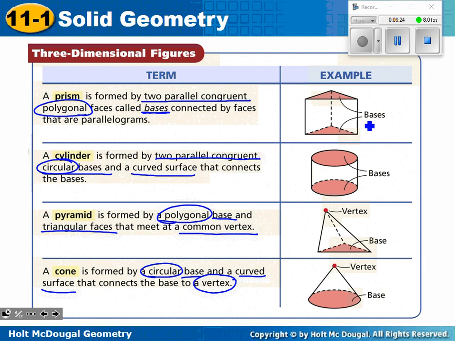Okay? So do I have any edges on a cone? No. Do I have any edges on a cylinder? No, because an edge is two faces that connect to form a segment. And I don't have two faces connecting to form segments. I have curved surfaces. Okay?